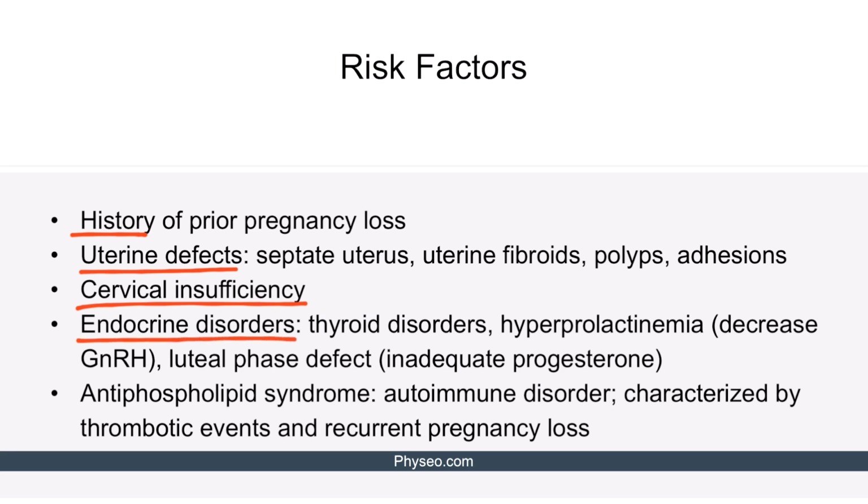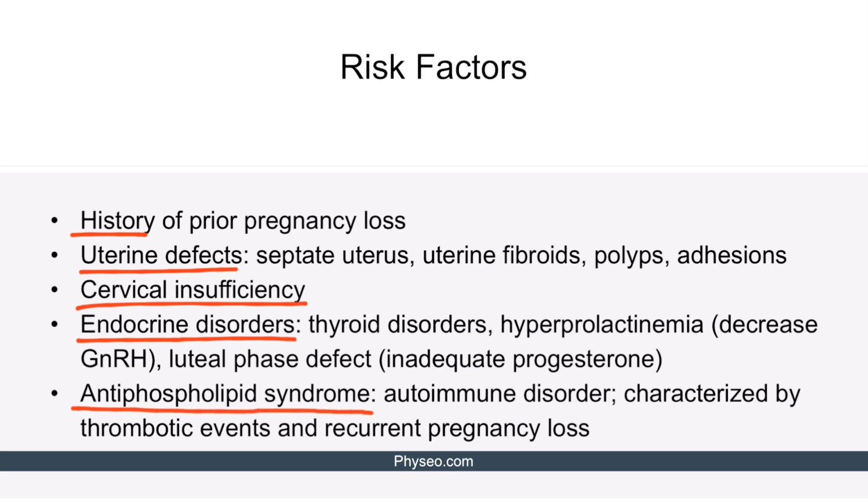Maternal endocrine disorders like thyroid disorders, hyperprolactinemia, and luteal phase defects can also result in recurrent pregnancy loss. Thyroid disorders and hyperprolactinemia can suppress the hypothalamic pituitary gonadal axis by decreasing gonadotropin-releasing hormone secretion. This creates unfavorable conditions for the maintenance of pregnancy, as estrogen and progesterone synthesis will be decreased. A luteal phase defect is characterized by inadequate levels of progesterone to maintain the pregnancy, thus leading to pregnancy loss.